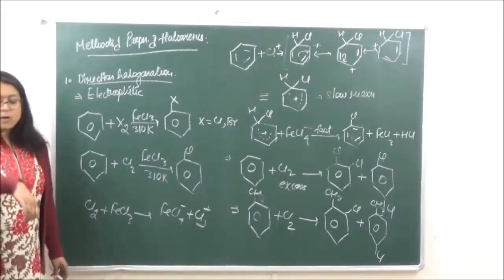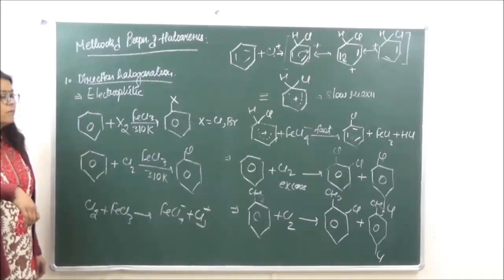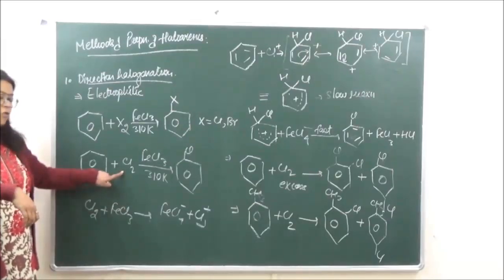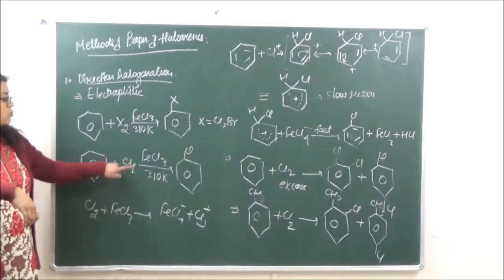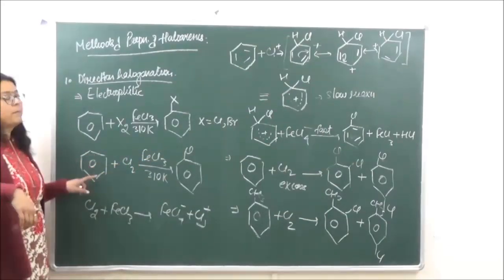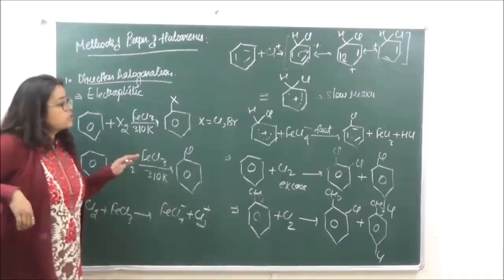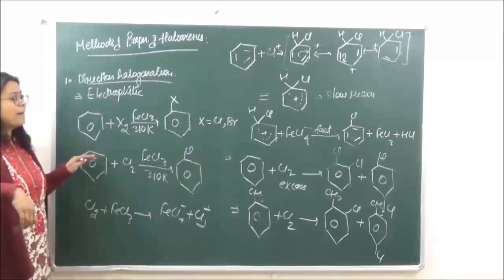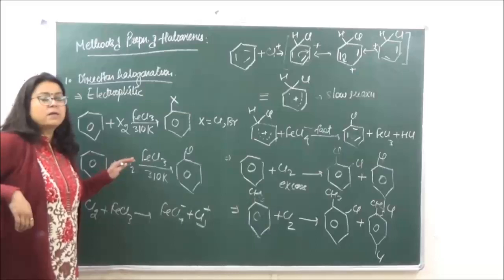Okay, now bromo compounds can also be formed in a similar manner. So instead of chlorine in this particular reaction, you can take bromine, and you will get bromobenzene. Fluorination cannot take place. Why can fluoro compounds not be formed by this particular method?